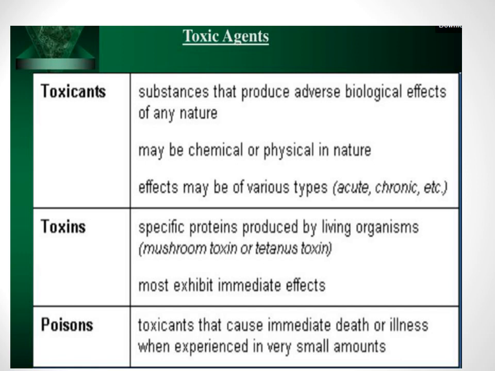So all this has resulted in categorizing the various types of toxic agents into three broad categories. One is toxicant, one is toxins, and one is poison. When you call it a toxicant, it is a substance that produces an adverse biological effect of any nature. It may be physical or chemical in nature, and effects may be of various types. It could be acute and chronic. So those categories of compounds are called toxicants.